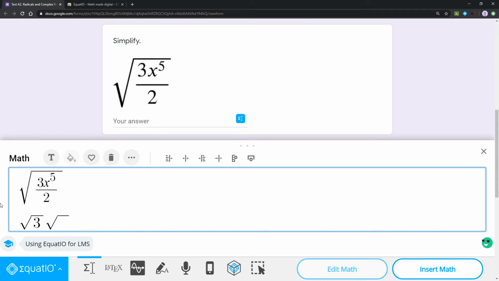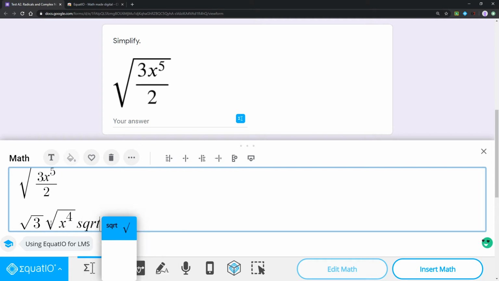Now x to the 5th, remember when simplifying, I'm going to try to write that as the largest exponent that is divisible by the index. And in a square root, the index is an invisible 2. And so I'm going to have an x to the 4th times square root x to the first technically, but we don't have to write that. Right, x to the fourth times x to the first would give me x to the fifth.